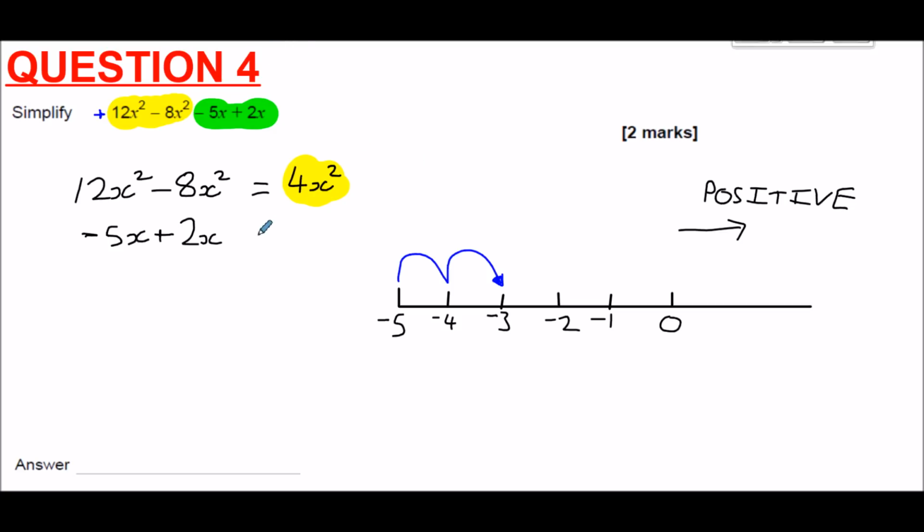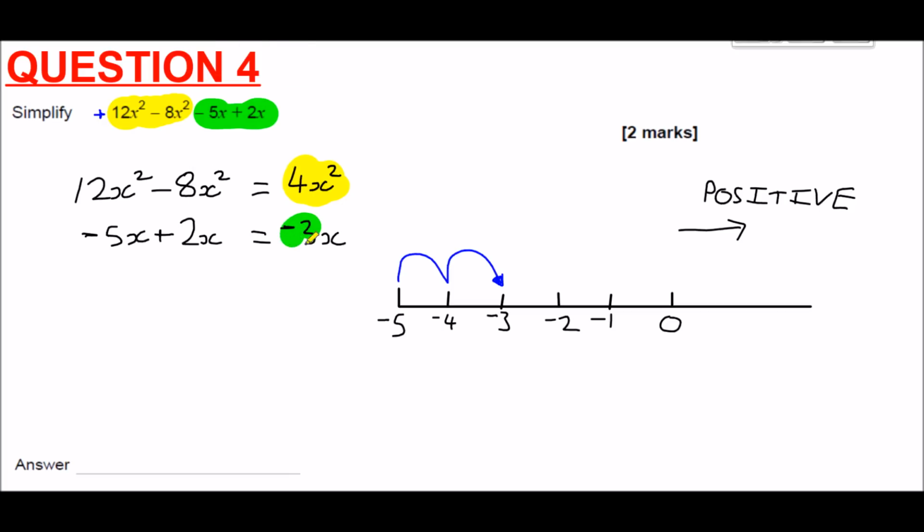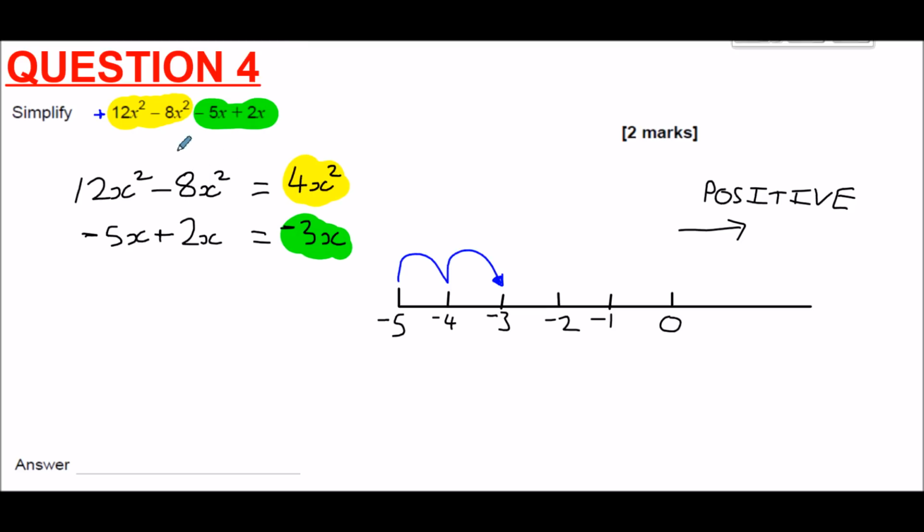So that tells us how many x's we'd have overall. Minus 5 plus 2 would be minus 3 x's. Now it's just a case of putting these simplified parts together on the answer line. So simplified down, we'd have 4x squared minus 3x. And that's question 4 done.